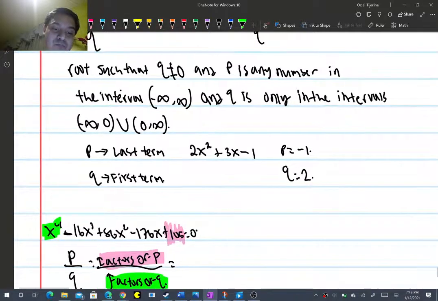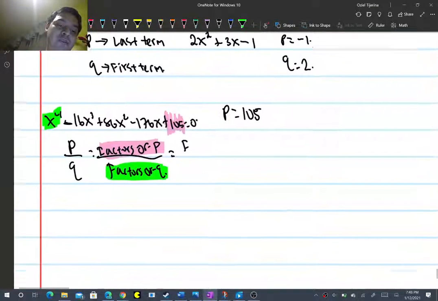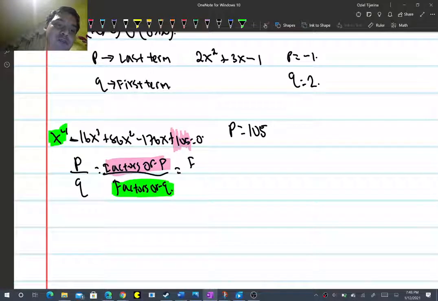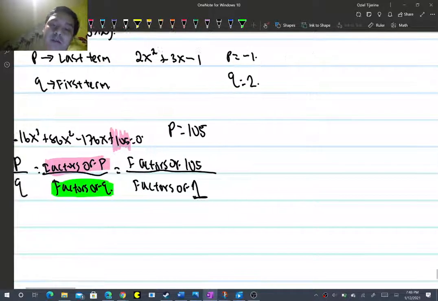So what you're going to do is the factors of 105. So P is going to be 105. This is your last term, okay? Basically, you're doing the factors of your last term over the factors of your leading coefficient, which is your first term. Your first term is going to be 1. So you have factors of 105 over factors of 1, okay?